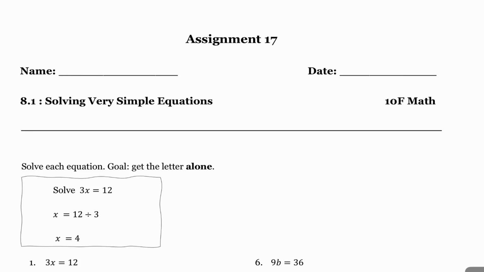Hello everyone. Today we are working on assignment 17 from section 8.1, solving very simple equations.